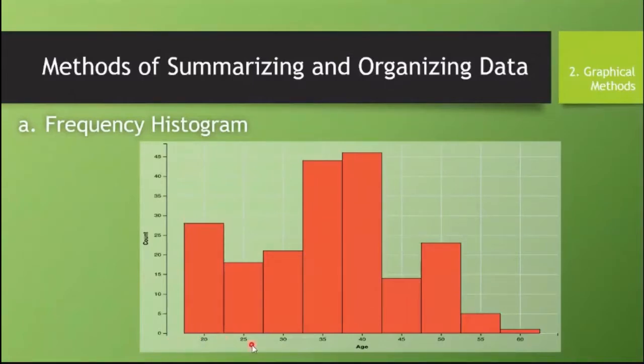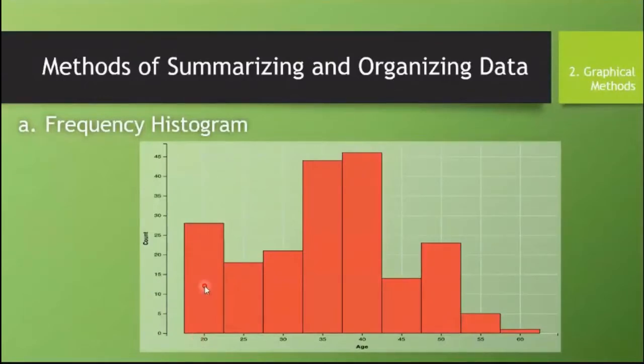So again, you draw the sides, which are your boundaries. The class mark is the center or the midpoint, and the height of your rectangle is the respective frequency of that class interval. So that is how we create a frequency histogram.